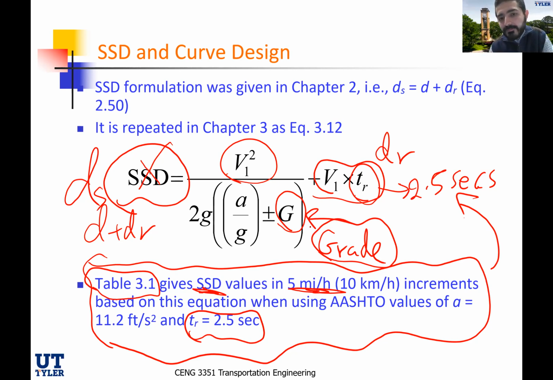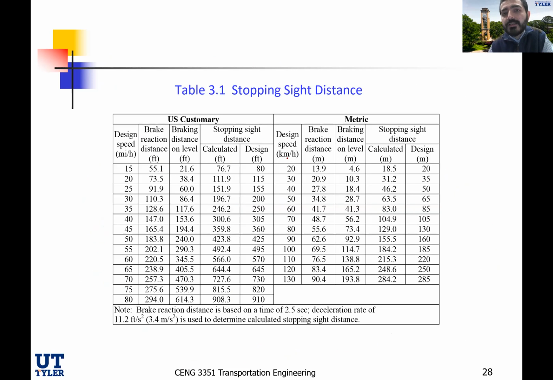But really the bigger factor, if I'm assuming that TR is 2.5 seconds, the deceleration is fixed by AASHTO to 11.2, or acceleration 11.2. The g is 32.2 if you are in the US, or 9.81 if you are outside the US. So really what's changing, if you think about it, is just the V, which is the speed limit. So that's why AASHTO came up with this table right here.